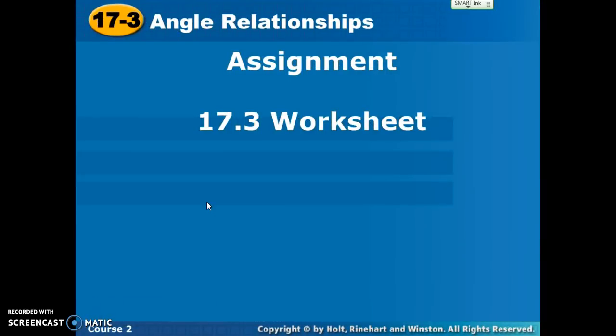Ladies and gentlemen, your assignment for this evening, or today, is worksheet 17.3. It is a handout that you should be given, separate from your notes this time. Just a reminder that tomorrow we will have a homework check. Have a good day.